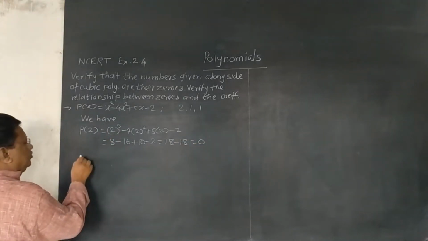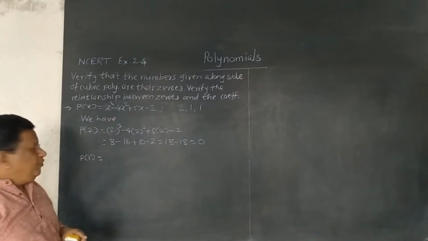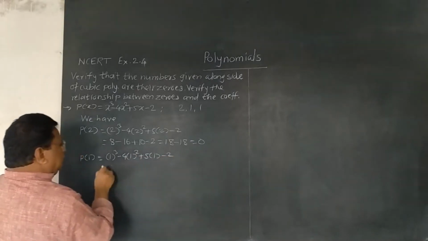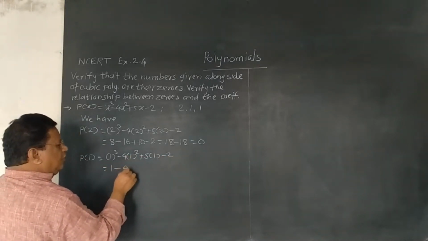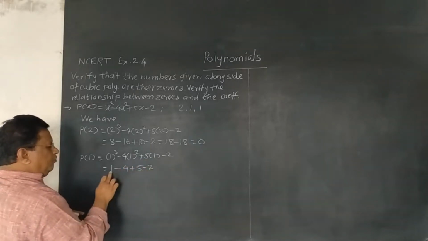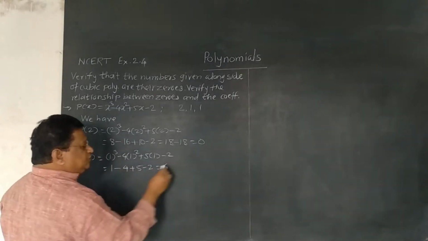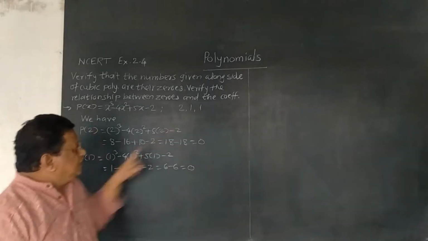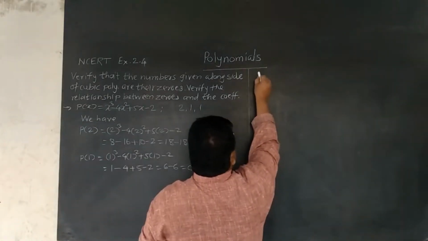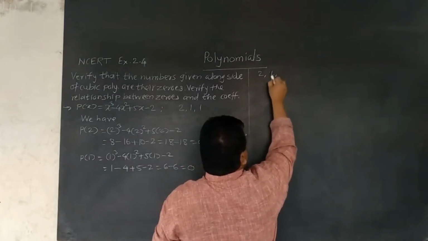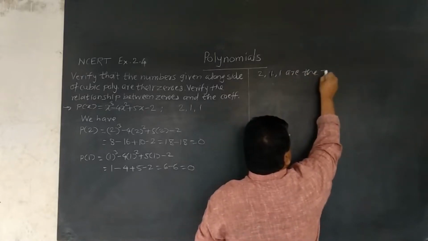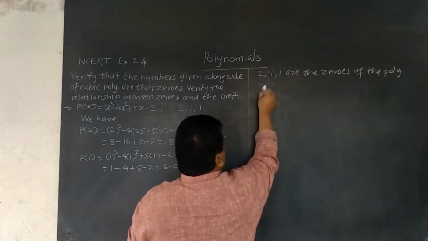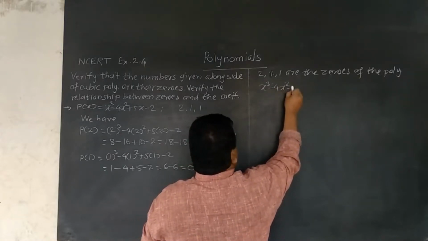Now next, put x is equal to 1 in this cubic polynomial. So 1 cube minus 4 into 1 square plus 5 into 1 minus 2. 1 cube is 1, minus 4 into 1 square is 4, plus 5 into 1 is 5, minus 2. Plus 1 plus 5 is plus 6, minus 4 minus 2 is minus 6, so it is equal to 0. Here this 0 is repeated. Therefore we can say 2, 1, 1 are the zeros of the polynomial x cube minus 4x square plus 5x minus 2.